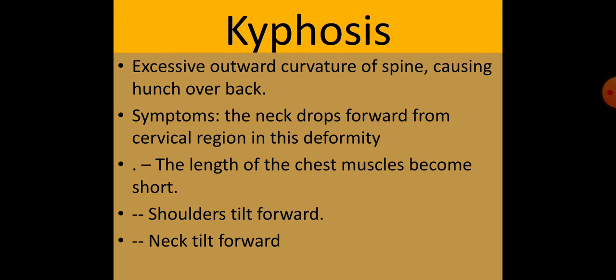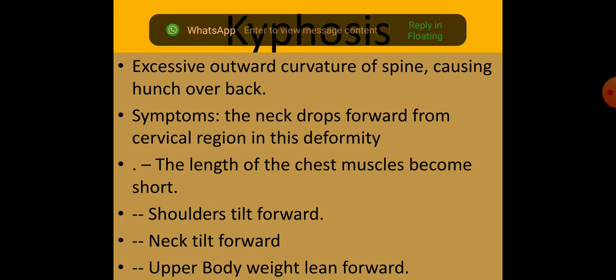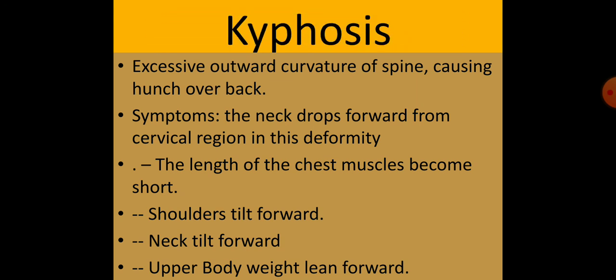So the neck tilts forward and upper body weight leans forward. Overall we can see the thoracic and cervical region is tilting forward. Neck and shoulders, both are tilting forward. That's why the hunch is created over the back. We can understand this from the pictures here.